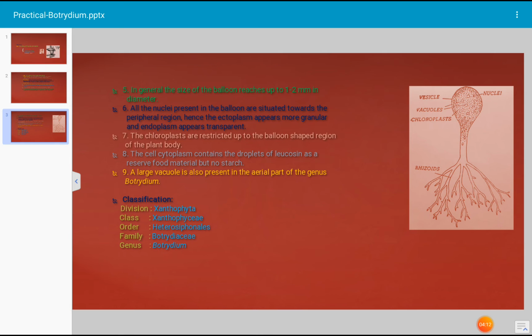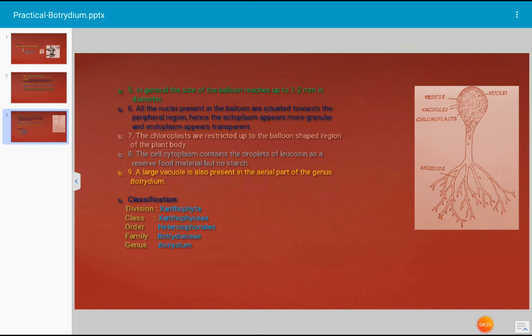This is the photograph given here. This is the photograph of Botrydium. See the distribution of nuclei, chloroplast and vacuole in the aerial part in the photograph. The lower part is the rhizoidal system, and the upper part is a large vesicle. This is the photograph of Botrydium.